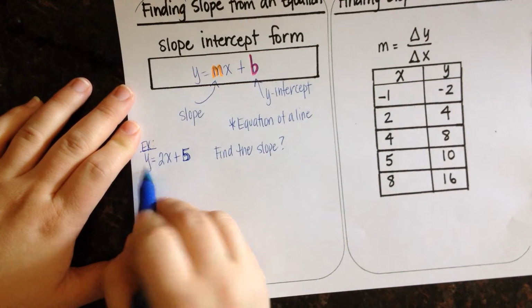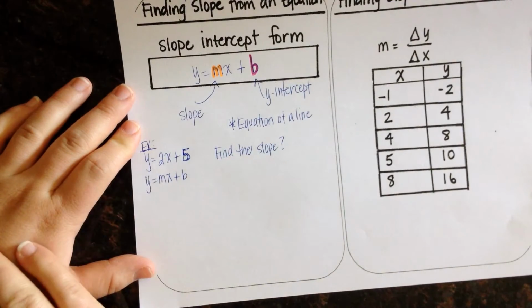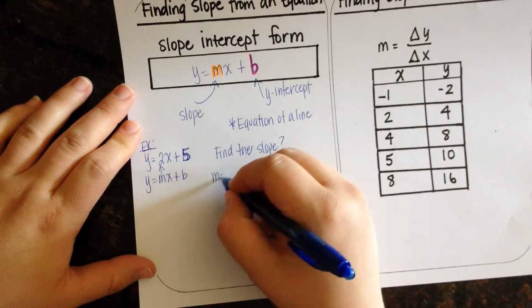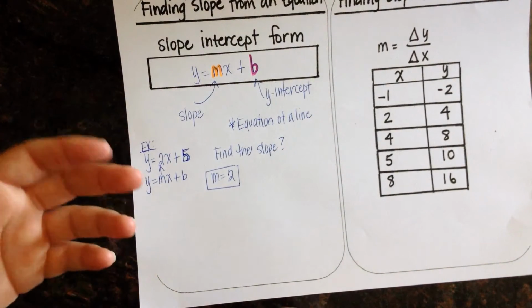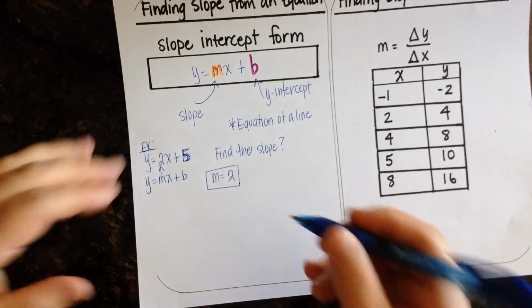Okay, and so if I ask you to find the slope, you're going to look, and if this is in y equals mx plus b form, then my slope here is going to be m equals 2. That would be my answer. There's no graph I need to draw, there's no points I need to plug into a formula. I can look straight at the slope-intercept formula.